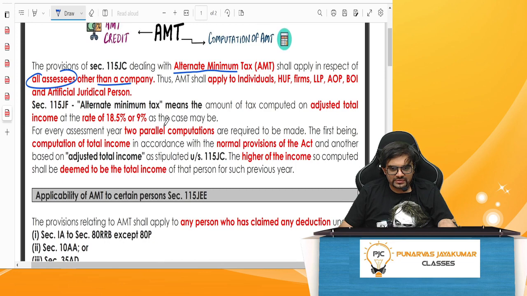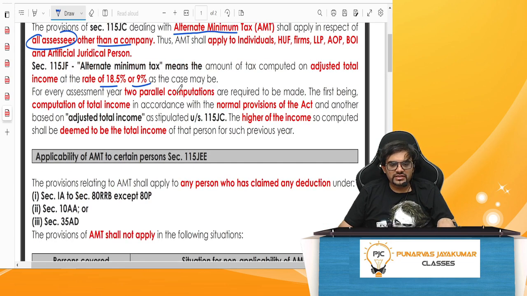Alternate minimum tax means the amount of tax computed on adjusted total income at the rate of 18.5% or 9%, as the case may be. For every assessment year, 2 parallel computations are required. One is under normal tax, one more under AMT. And I have to do what? Whichever is higher.